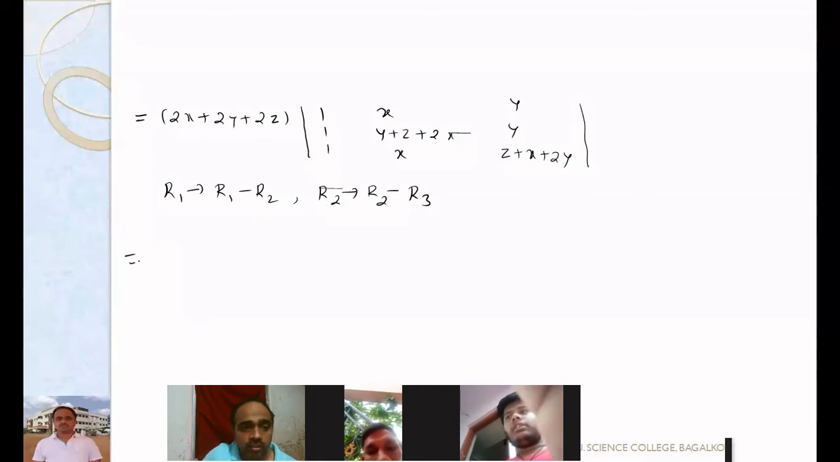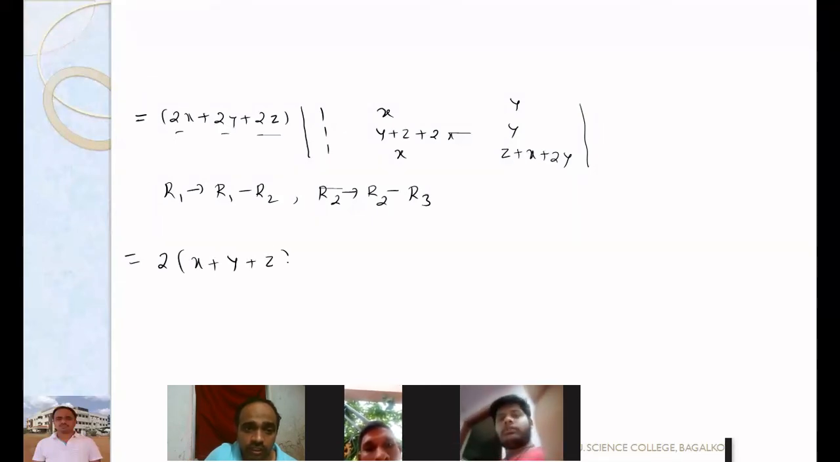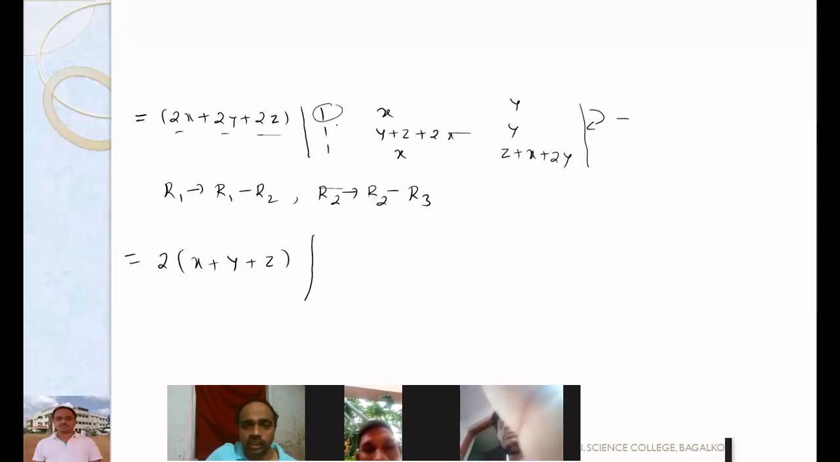And what is the common factor outside the determinant? 2x plus 2y plus 2z. Again 2 is common here. We can take 2 common. So I get 2 into bracket x plus y plus z into the determinant of, what is the operation? R1 minus R2. Yes, R1 minus R2. So what is R1? First row is 1. Second row is also 1.